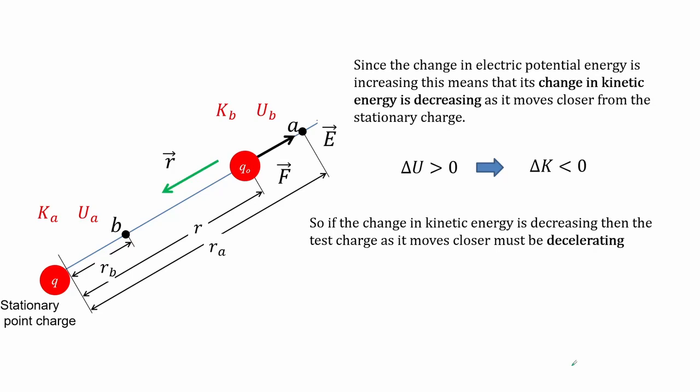Since the change in electric potential energy is increasing, this means that its change in kinetic energy is decreasing as it moves closer to the stationary charge. So if the change in kinetic energy is decreasing, then the test charge as it moves closer must be decelerating.